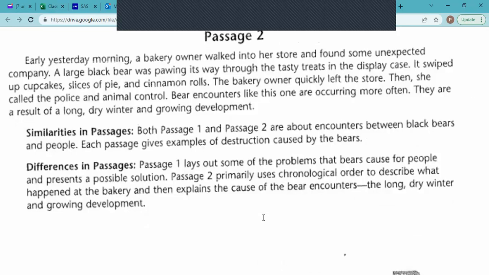Okay, now passage 2 primarily uses chronological order also, and it's describing what happened at the bakery and then explains the cause of the bear encounters. And of course, those are due to long dry winters and growing development. Okay.